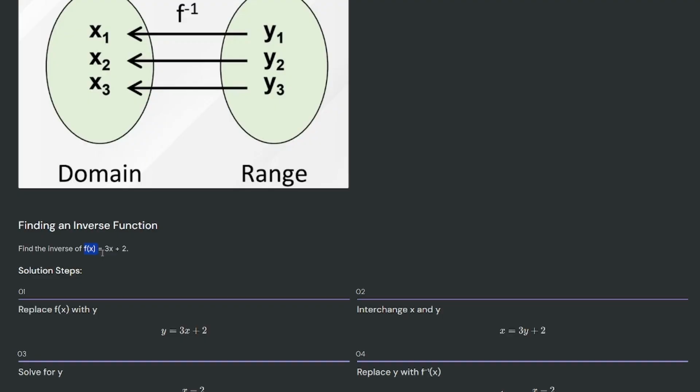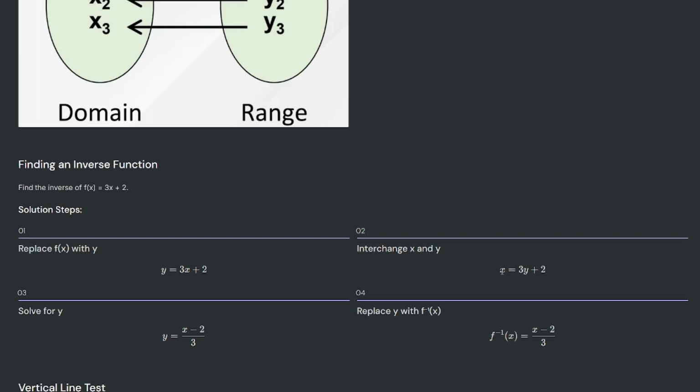For f(x) equals 3x plus 2, first of all we need to replace f(x) with y, and then interchange the values of x and y, so x equals 3y plus 2, and then find the value of y. 2 goes to the other side and dividing both sides by 3, we get y equals x minus 2 by 3. So basically this is our inverse. Then replacing y with f inverse x, this is the inverse function of our f(x) function.